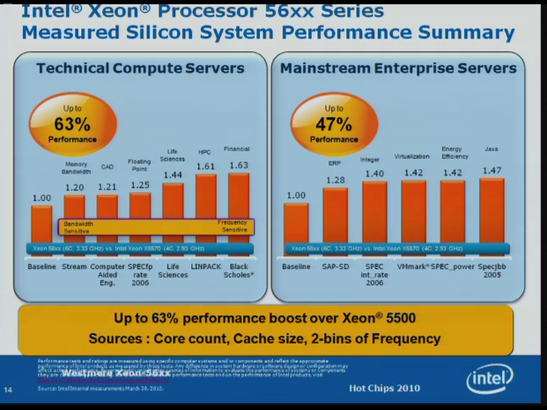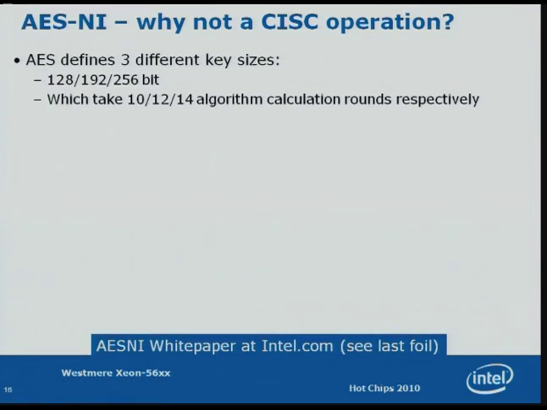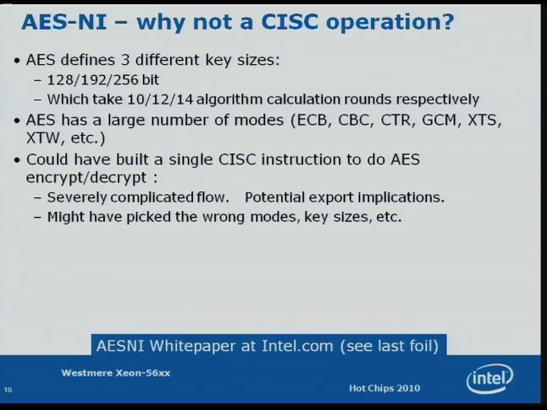I think I've seen the charts already for the parts that do not have the frequency, and there's still very good scaling on those. Okay, so next, security. This is the AES new instructions. So a little bit on why not a CISC operation instead of doing AES.